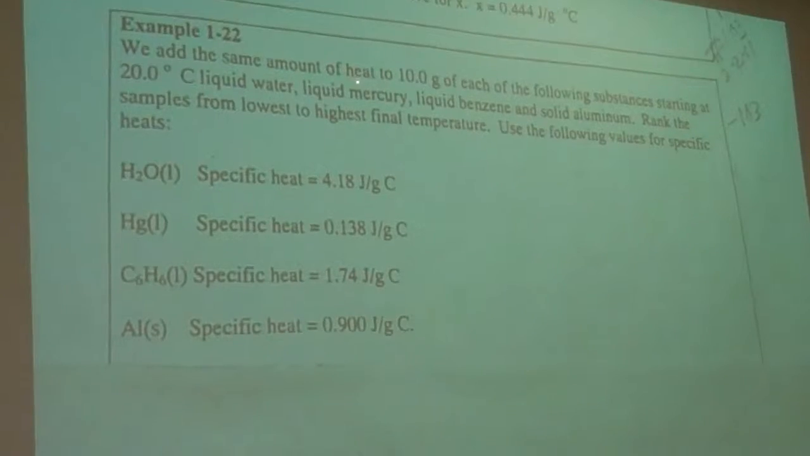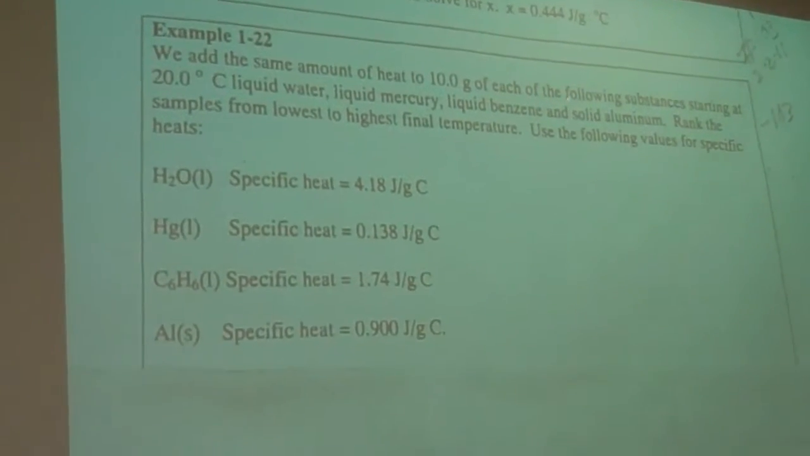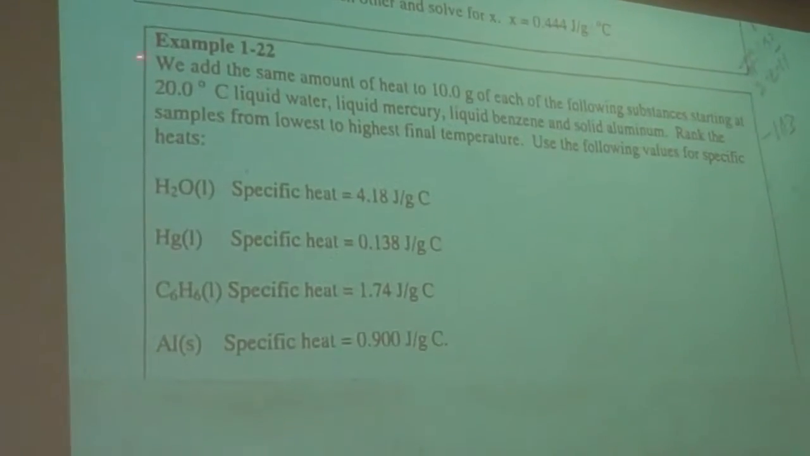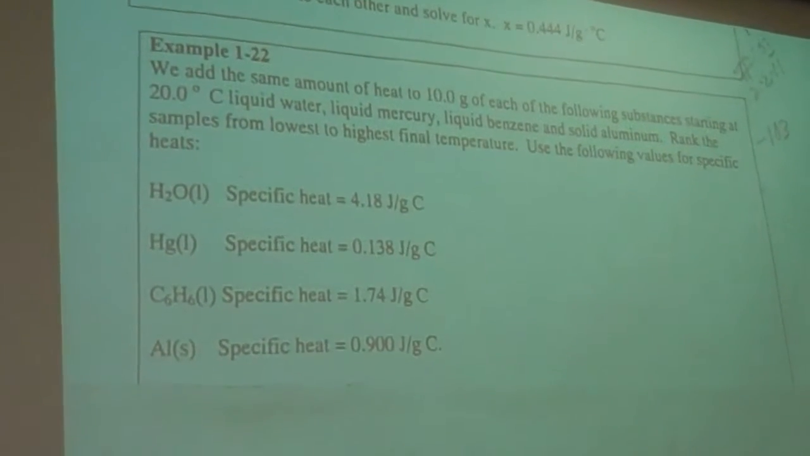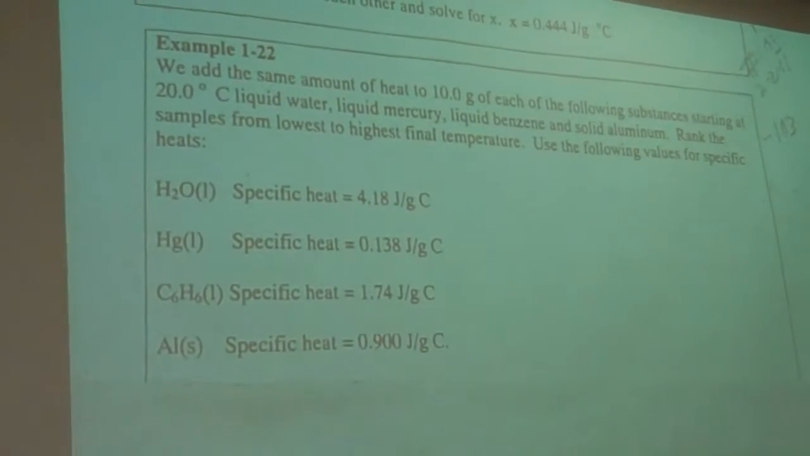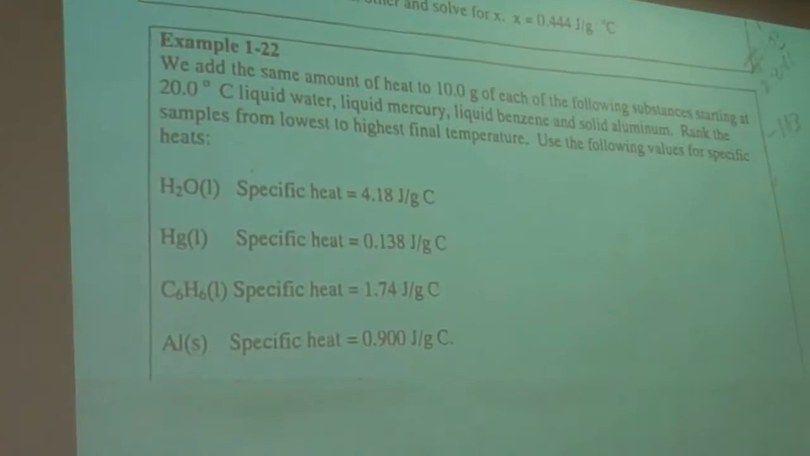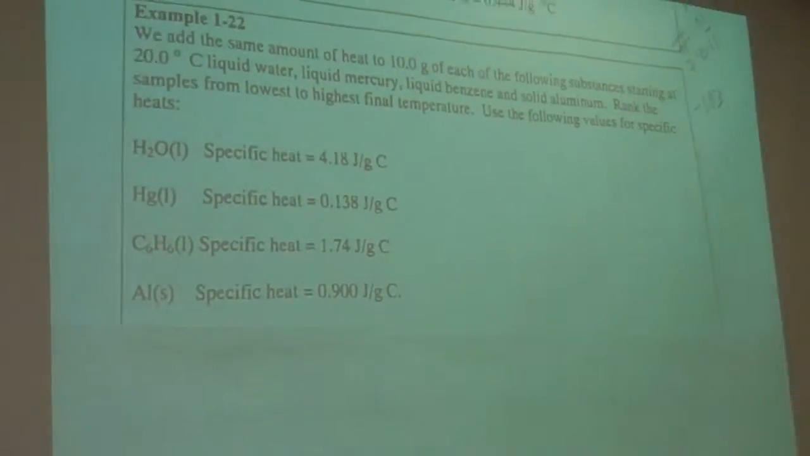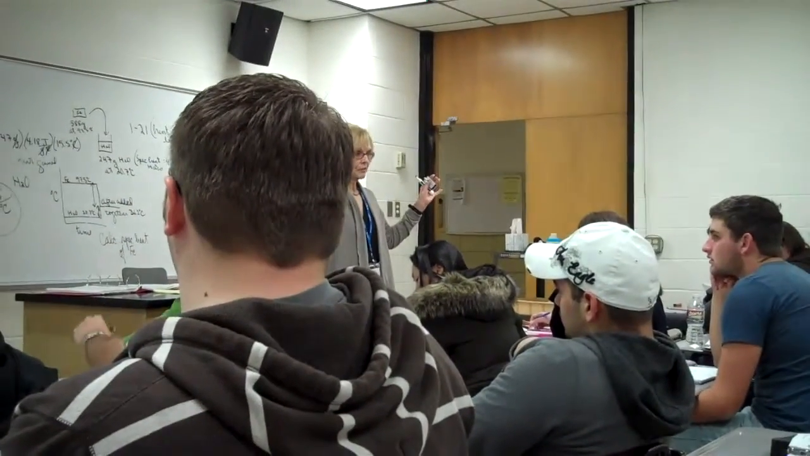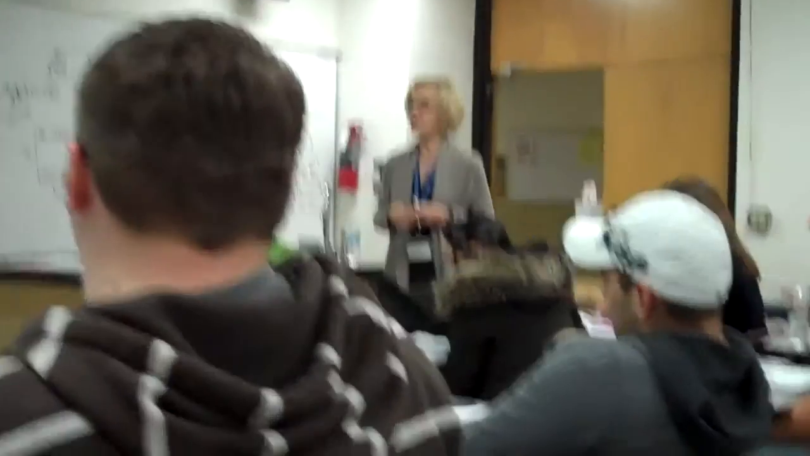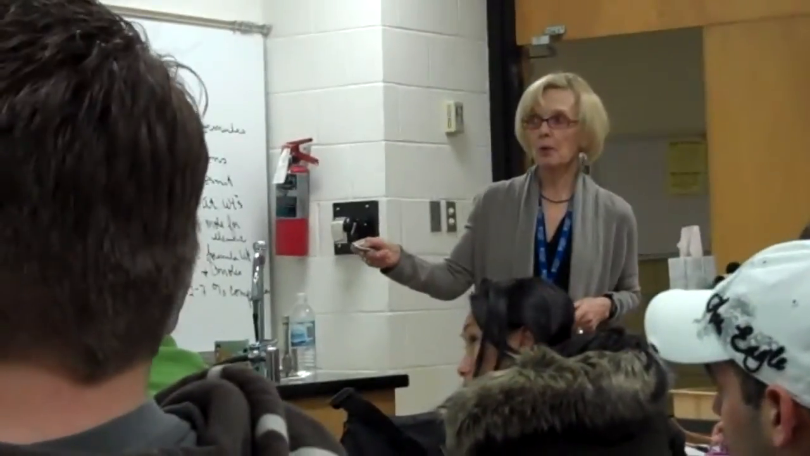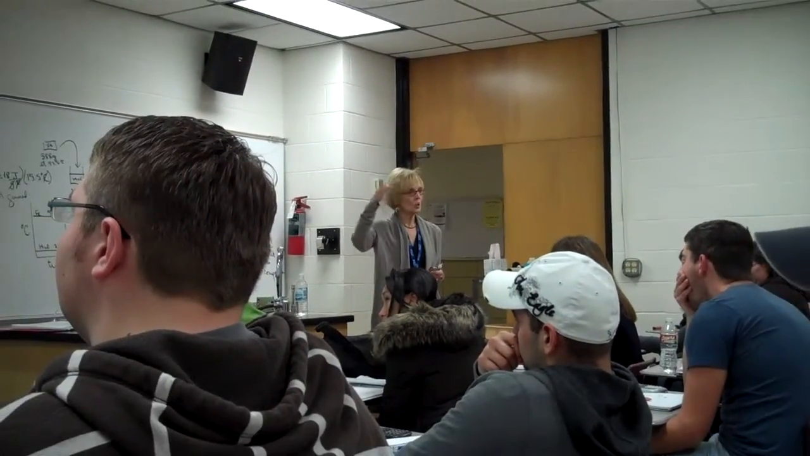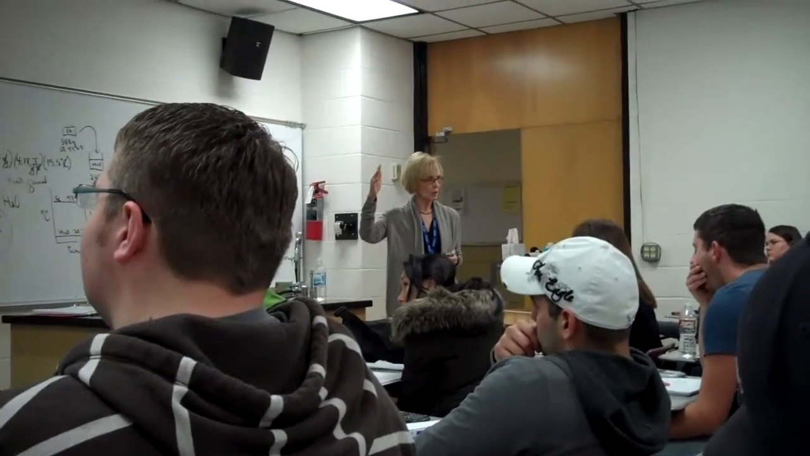We add the same amount of heat to 10 grams of each of the following substances, and they all start at 20. 1, 2, 3, 4 containers. I'm going to add the same amount of heat to each one. I have the same amount of each one. In other words, we're controlling the variables. The only thing that's going to change is this property of each one. So we're going to put some heat in. Now, they're not all going to change the temperature the same amount.